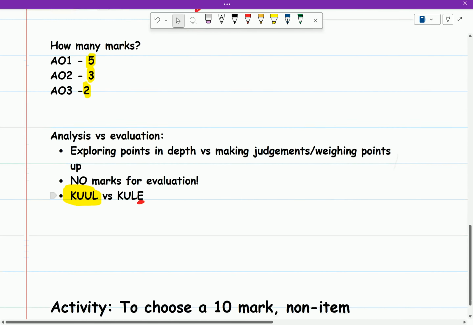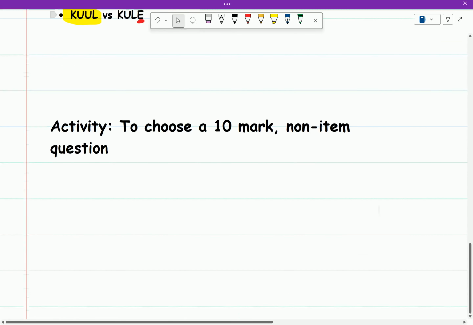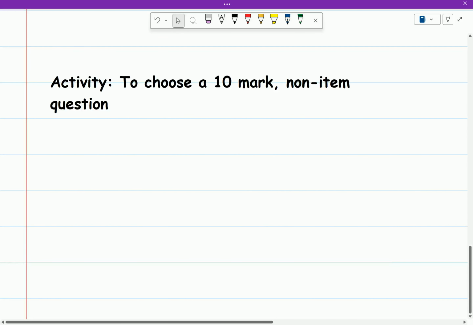So going forward, the task that I need you to do for the next video is you need to choose a 10-mark non-item question. You can use the one that we've just looked at for this video. You can use a completely different one as long as it fits the outline and explain type of question. Whatever you want to do, it's completely up to you. Okay, the videos will still apply no matter what.